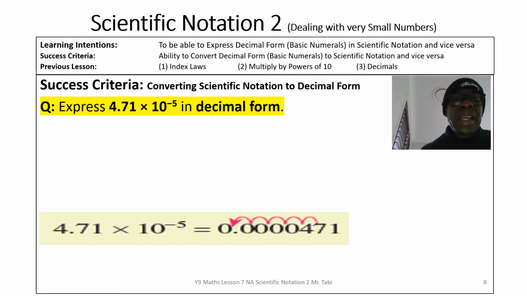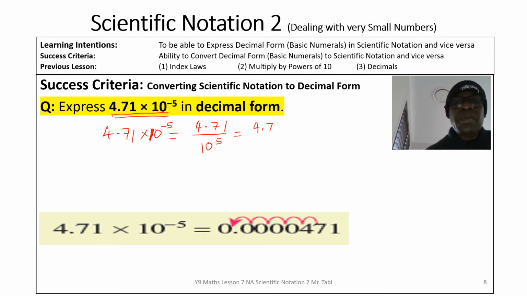So again, to write this in decimal form, you got 4.71 times 10 to the power minus 5, which is the same as 4.71 divided by 10 to the power 5. So we are having 4.71 divided by 1, 2, 3, 4, 5 zeros, divided by 100,000.